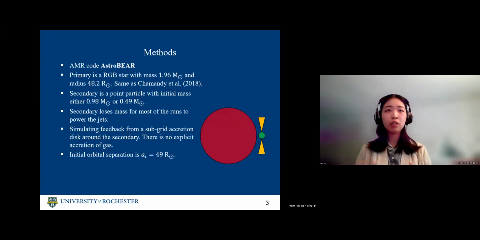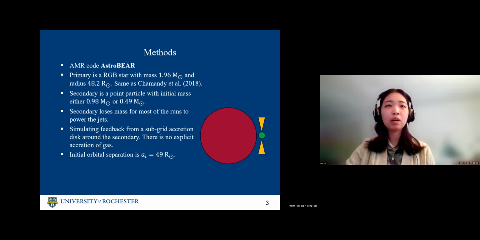So here's our model setup. We use the AMR code AstroBEAR. We have a primary star, which is an RGB star with 2 solar masses in total, the same setup as Luke studied in 2018. The secondary is a point particle in the simulation, represented here with this green dot. It's roughly 1 solar mass, and we take it as a main sequence star for now, and have it launch a bipolar jet in the up and down polar directions.